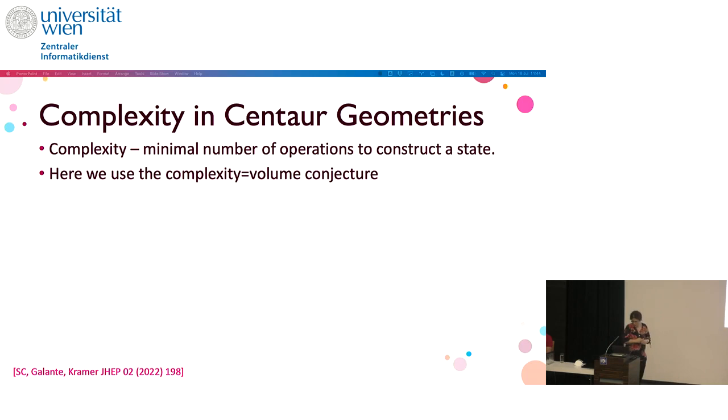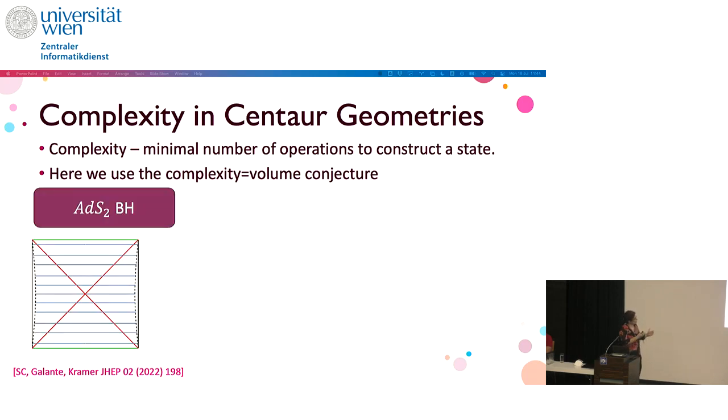Complexity. So I said I'm going to compute complexities in those geometries. Complexity is essentially the minimal number of operations which are required to construct a quantum state. And in the context of holography, some proposals were made for what complexity might be dual to. One of those is the idea that complexity is dual to the volume of an extremal slice, which anchors at the boundary where the state is defined.